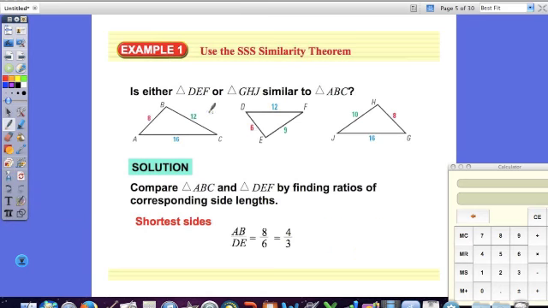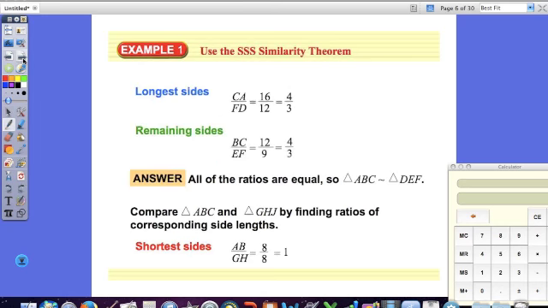Now let's compare 12 to 10, which is a ratio of 6 to 5. The next one, 16 and 16, is not a ratio of 6 to 5. So ABC is similar to DEF, but it is not similar to HJG. And if you want, there are written out explanations.